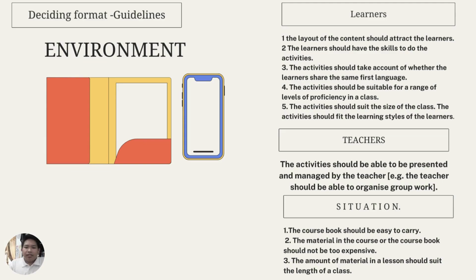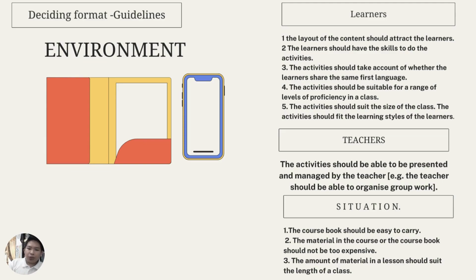For example, the teacher should be able to organize the work group. So if the teacher takes the activities, the teacher has to be confident that, I'm going to take these activities. So the teacher has to be confident that I can manage this. The third is situation.